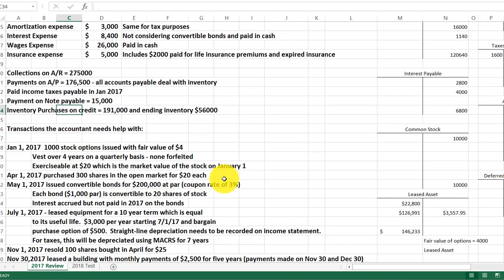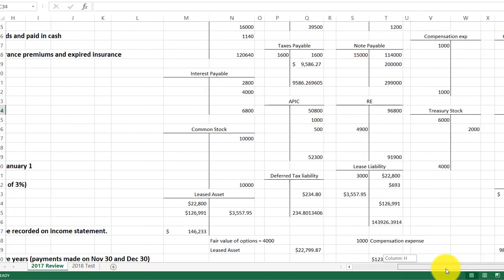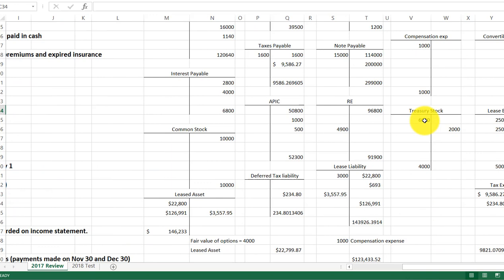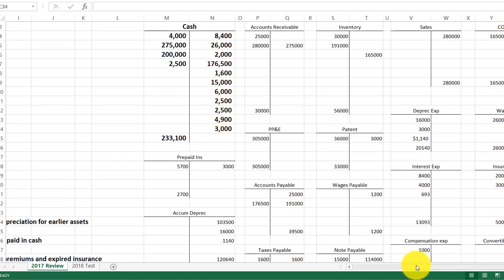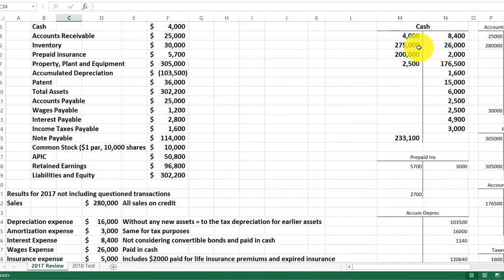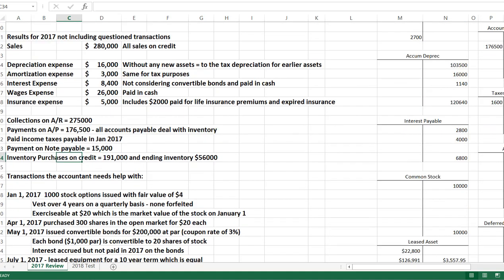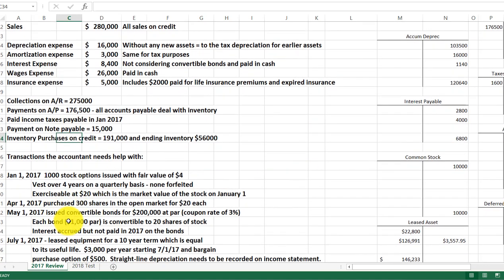300 shares in open market for $20. So we're buying treasury stock. We learned that using the cost method. We just debit treasury stock and credit cash. So we debit treasury stock for $6,000 because that's what we paid for it, and we credit cash. You have a lot of things in cash, so make sure you leave yourself the biggest room for that in your T accounts. Convertible bonds are new.